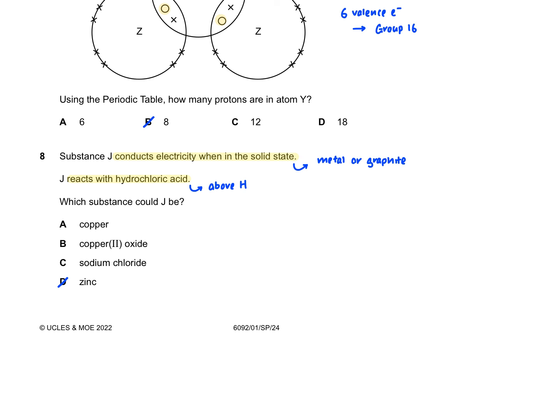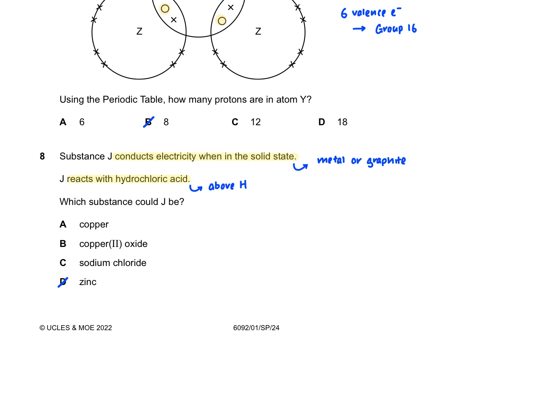For question 8, this again is a structure and property question. So the question states that this substance J conducts electricity in the solid state. Now there are only two classes of substances that can conduct electricity in the solid state. One would be metals, the other one would be graphite. So then the question goes on to tell you that J reacts with hydrochloric acid. So it means that it cannot be graphite, it must be a metal, and not just any metal, it must be above hydrogen in the reactivity series.